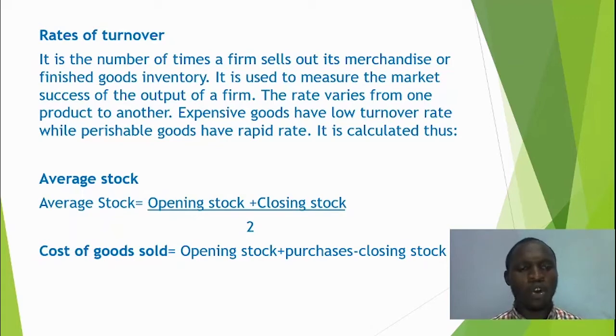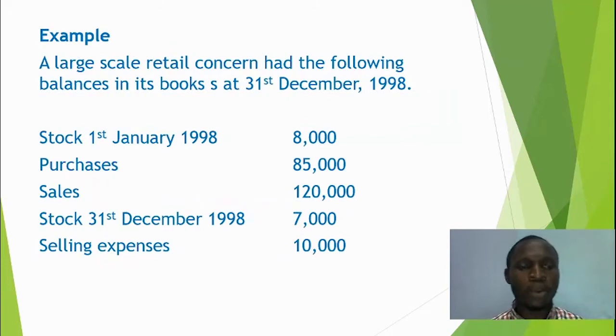Then we have cost of goods sold. To derive our cost of goods sold, it's going to be the opening stock plus purchases minus closing stock. So this will give us our cost of goods sold. Then we have an example here which will now lead us to the calculations for today.